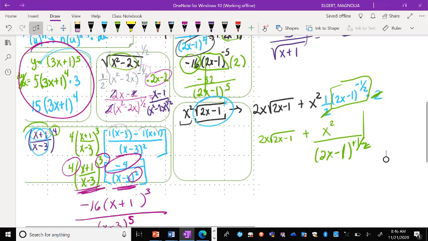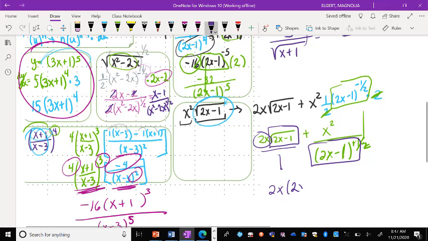All right, so I'm going to show you the butterfly with this, just so you can get used to it. If I put this over 1 and I multiply, this 2x is just going to stay 2x. When you multiply this, square root of 2x minus 1 times the square root of 2x minus 1, you just get 2x minus 1. So that's what I get when I did this diagonal. When I multiply this diagonal, I get plus x squared all over the square root of 2x minus 1.